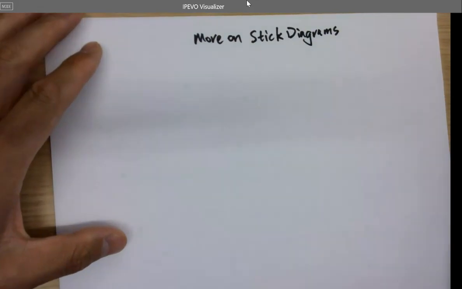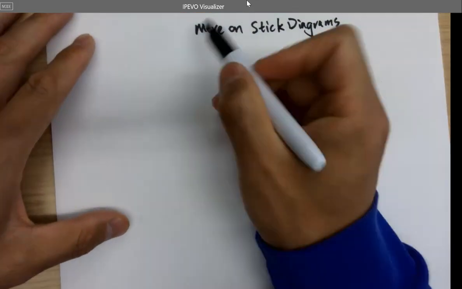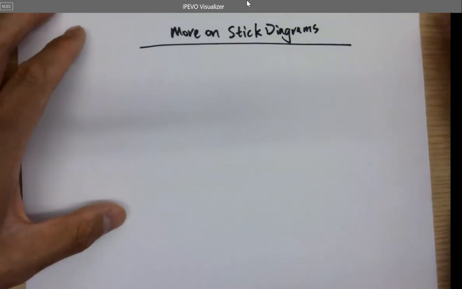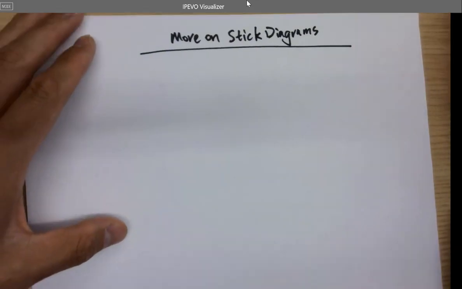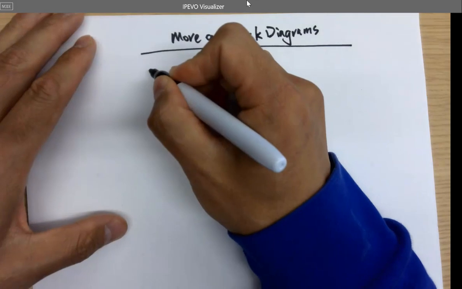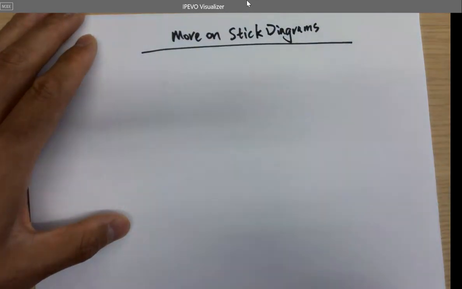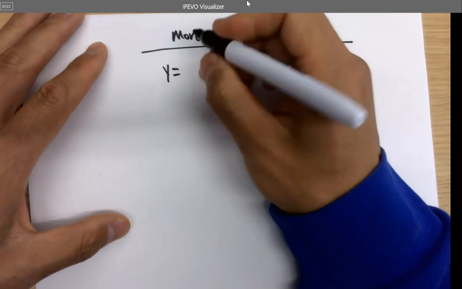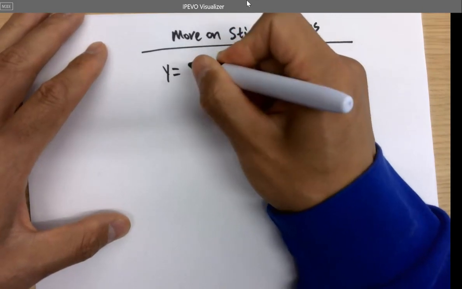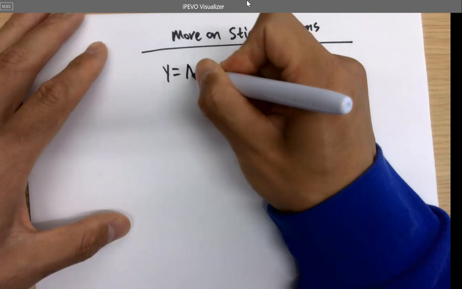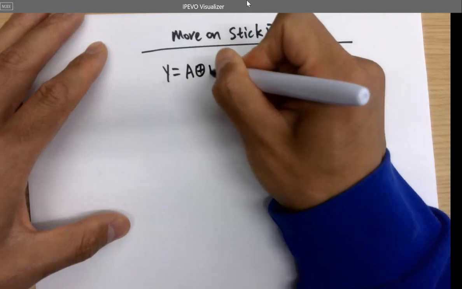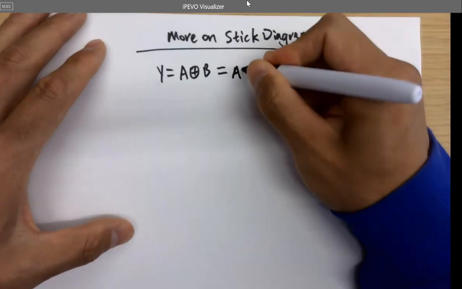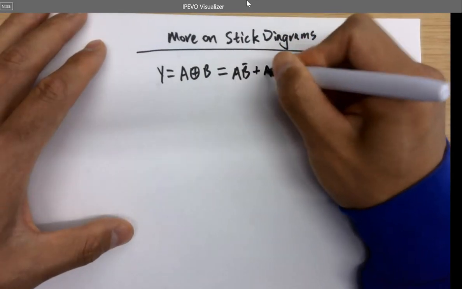So I'll give you one more example, and then I'll let you draw the stick diagrams by yourself. Let's see if you can do it. So remember, for example, you are asked to design an XOR gate. It's A XOR B, A B not, or A not B, right?